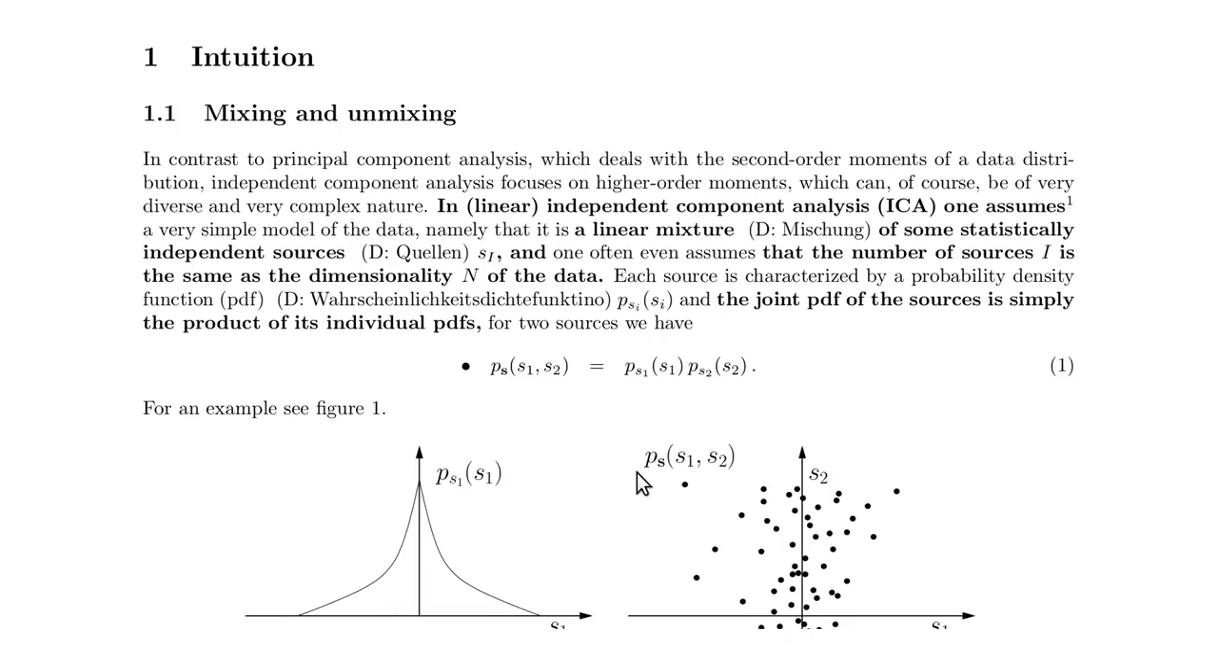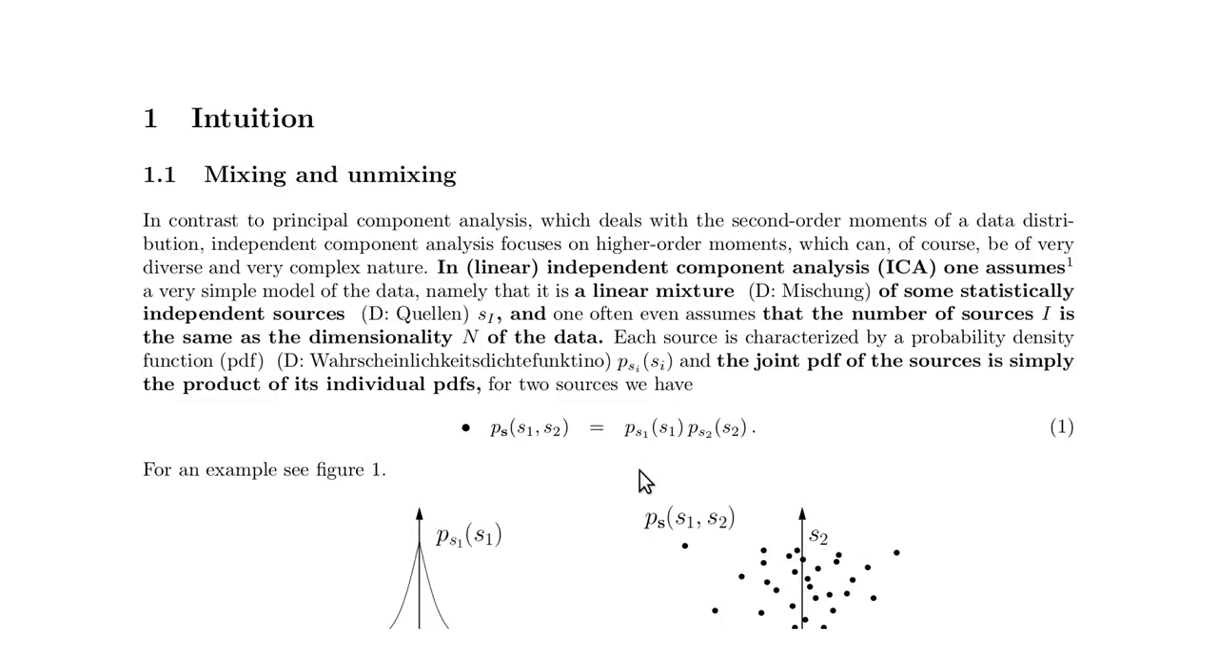Okay, before talking about ICA, we have to understand what statistical independence actually means. ICA is a linear algorithm that takes a mixture of signals and tries to find a linear transformation that unmixes these signals and makes them statistically independent. So what does statistical independence mean?